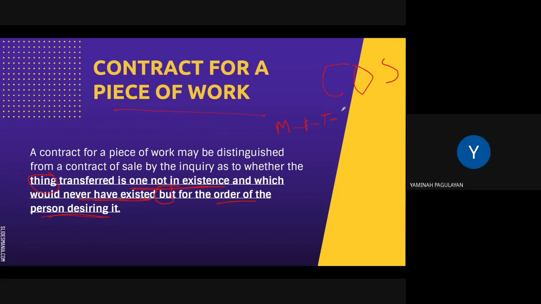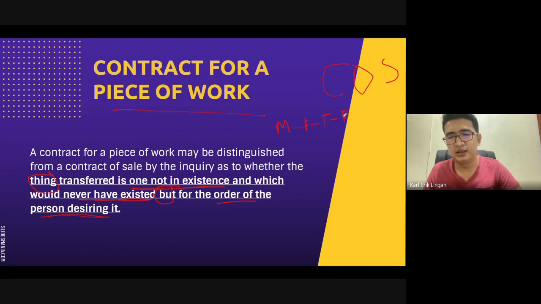Yes, po, sir. I have a product list for all the tables that I offer in the market. So, meron akong product list. Doon ka pipili. Okay? Ikaw yan, si Yamina. Okay? Ngayon, may napili ka dito sa product list. Kaso lang, walang stock. Gagawin ko ba siya? Question. Is that contract a contract for a piece of work or labor or contract of sale?